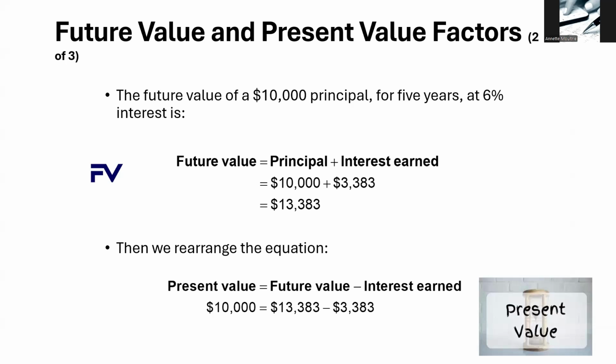So the present value is equal to the future value minus interest earned. And of course, the present value, which is the principal amount, the $10,000, is equal to the $13,383, which is your future value, minus the interest, $3,383.